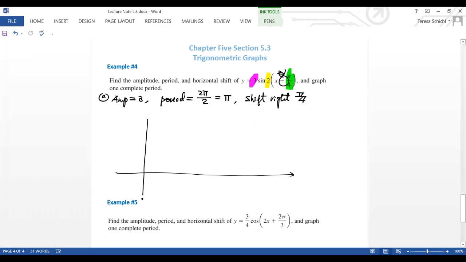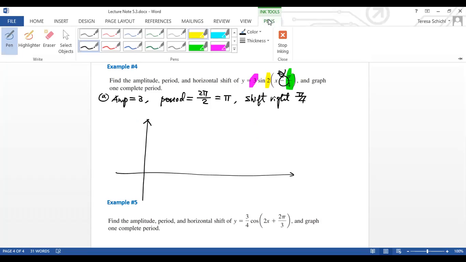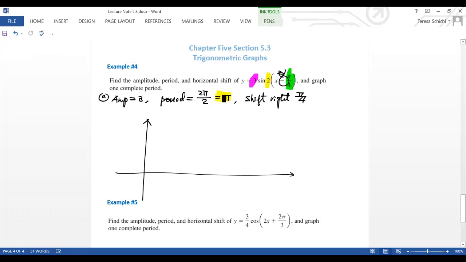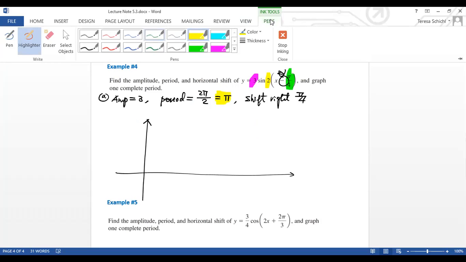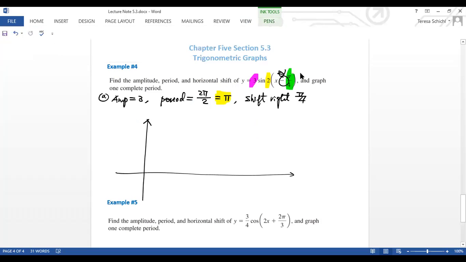Okay, so let's start a graph. Right now, my new period is pi. So I know this is a sine, and the sine has 4 parts. So we know each quarter of the graph will be pi over 4. That means every quarter is pi over 4.